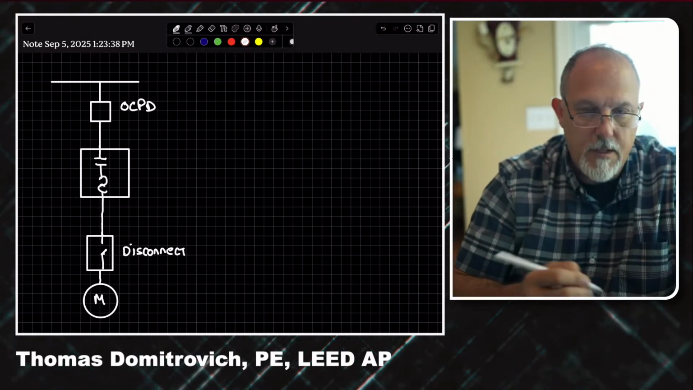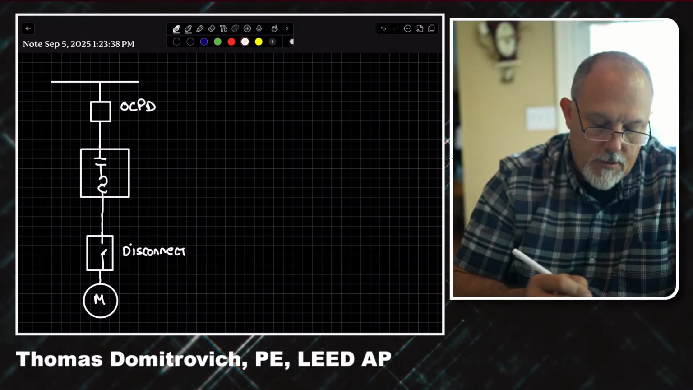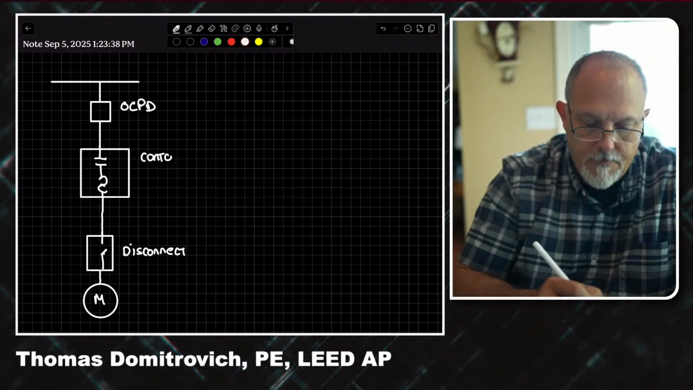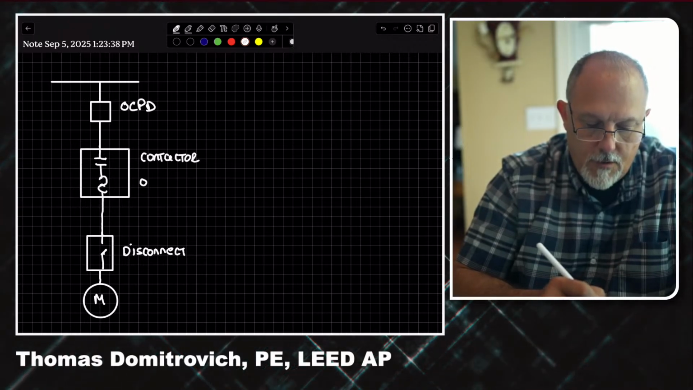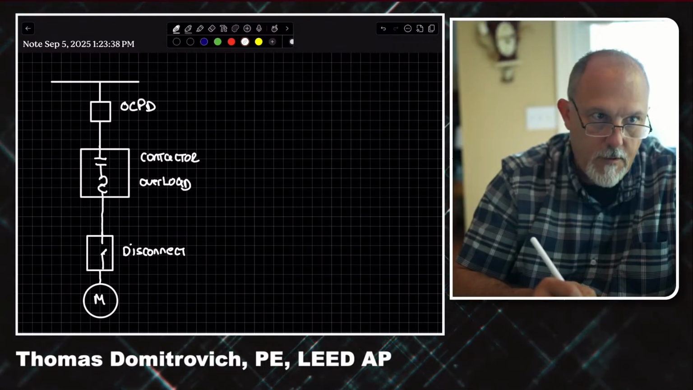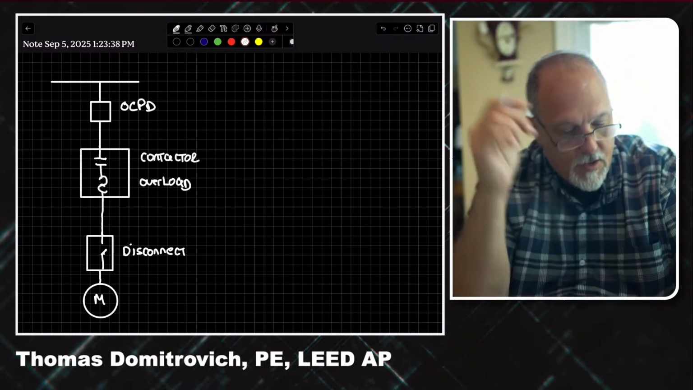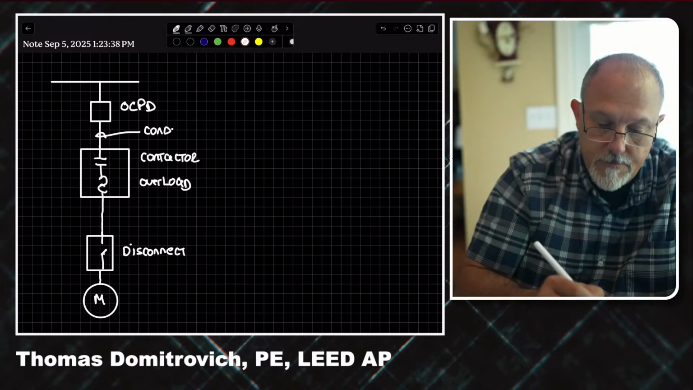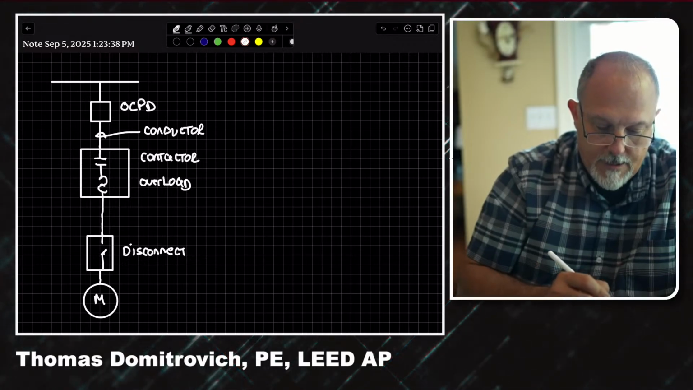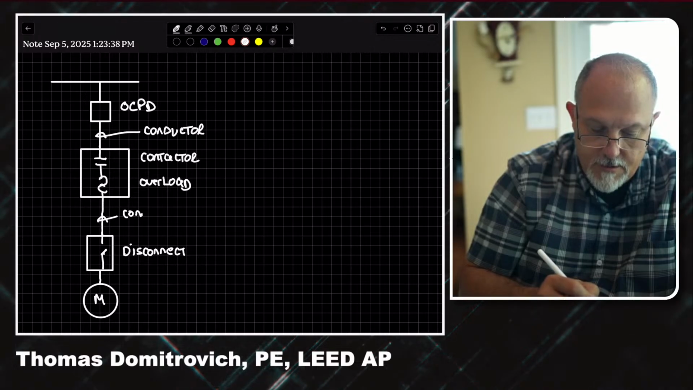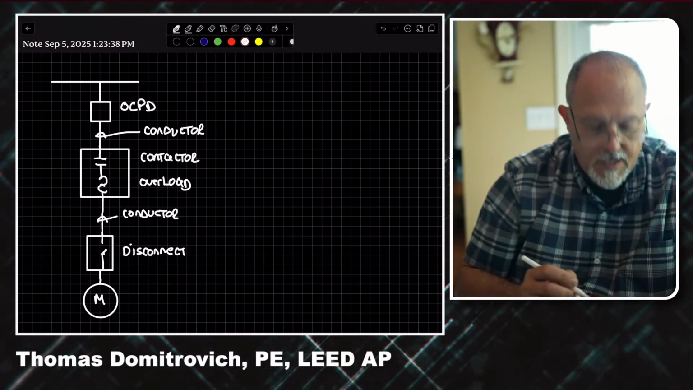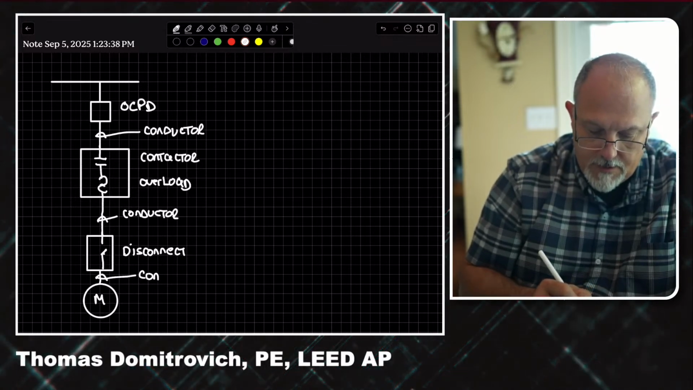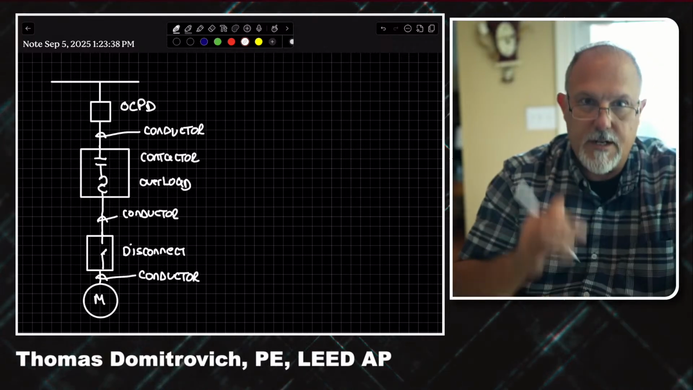I'm going to call this my controller, so I'm just going to have contactor and overload. Right, so I have my overcurrent. Now also, I'm going to have a conductor here, and probably a conductor here. Tell me where I might be going wrong. I am just flying by the seat of my pants. I'm going to have a conductor there.